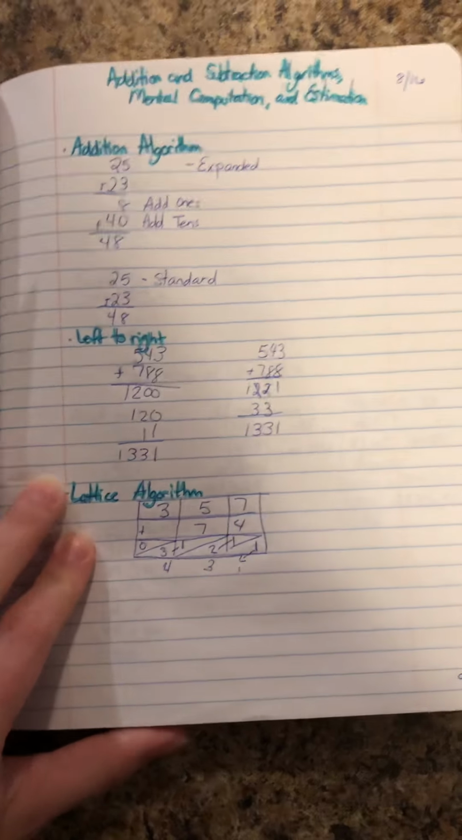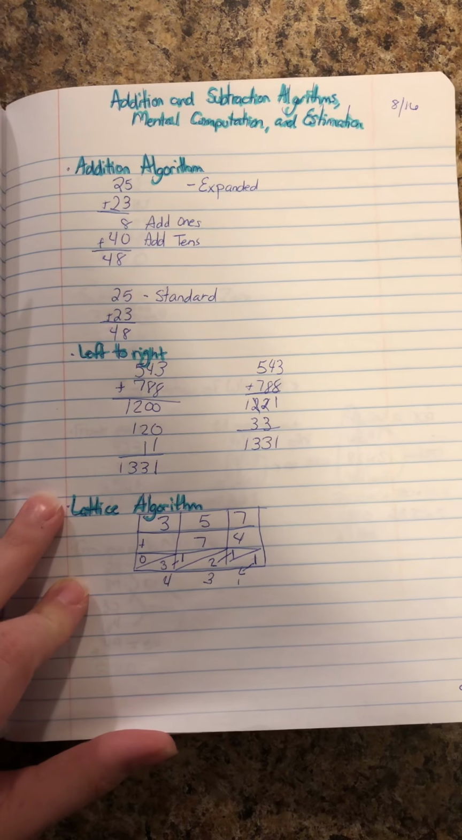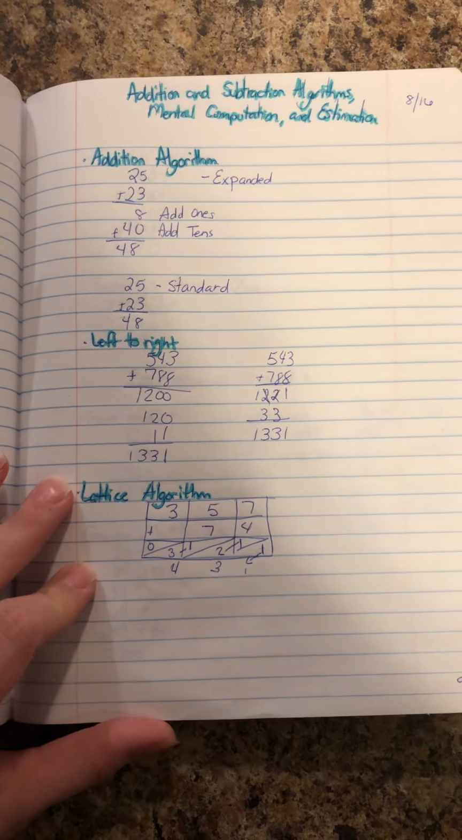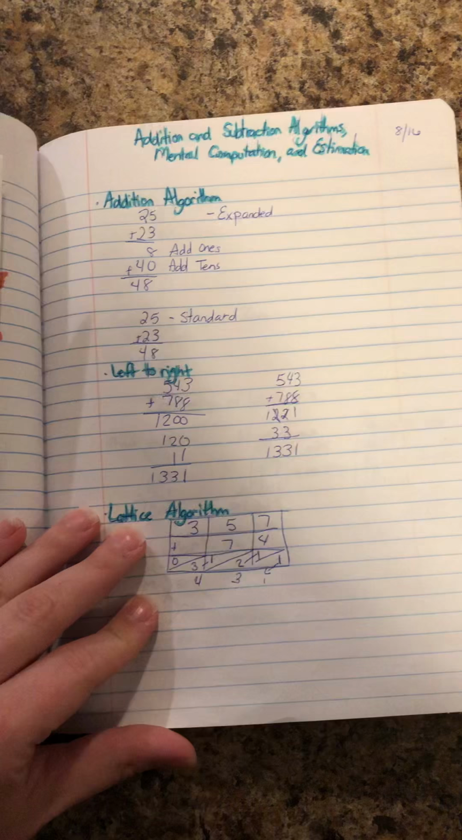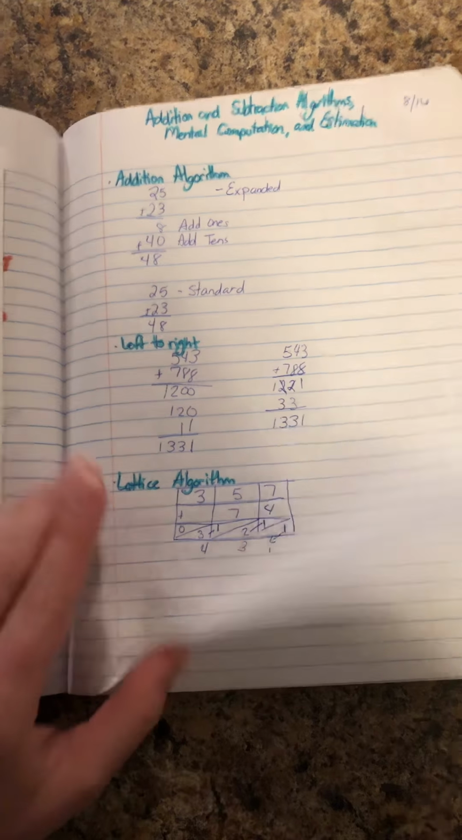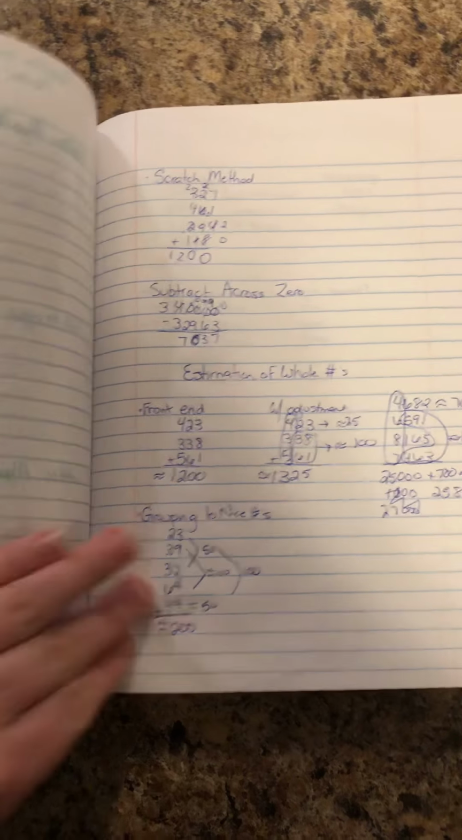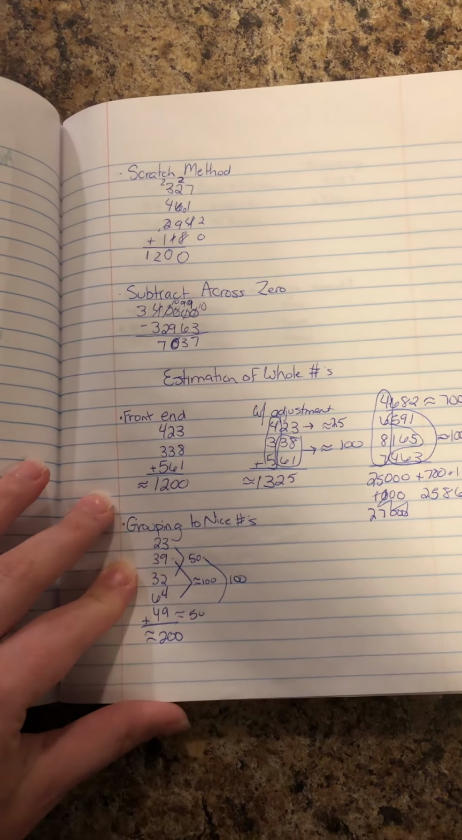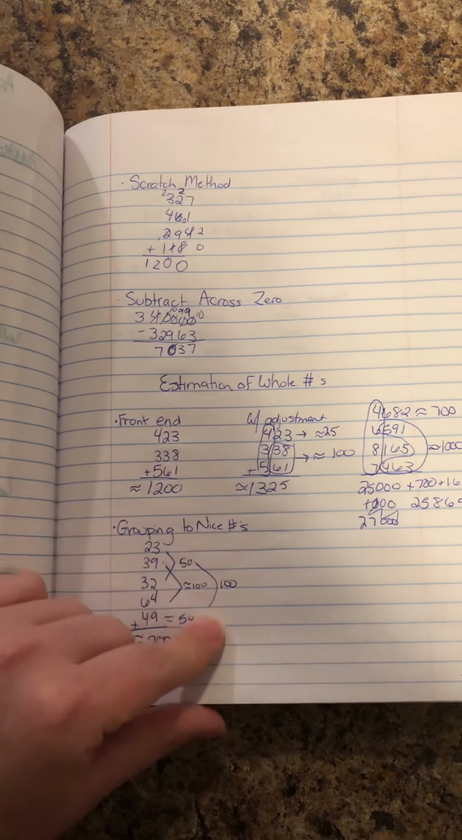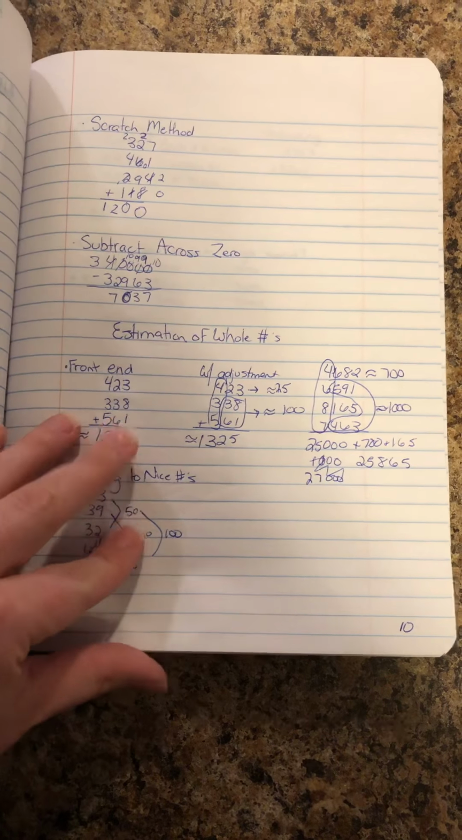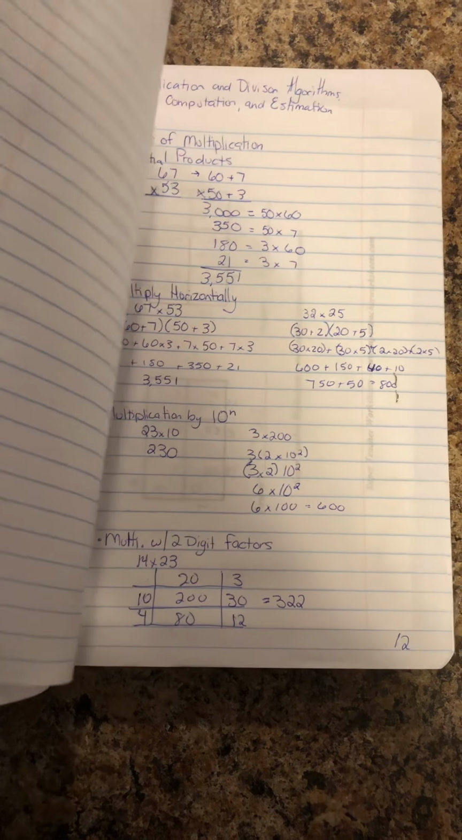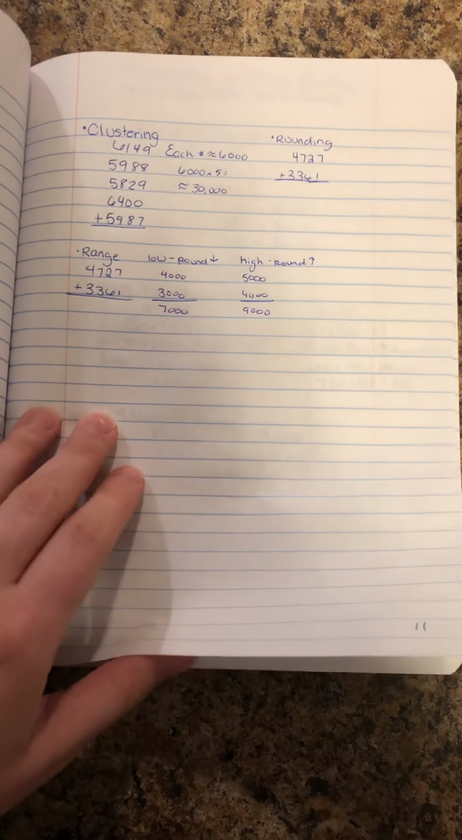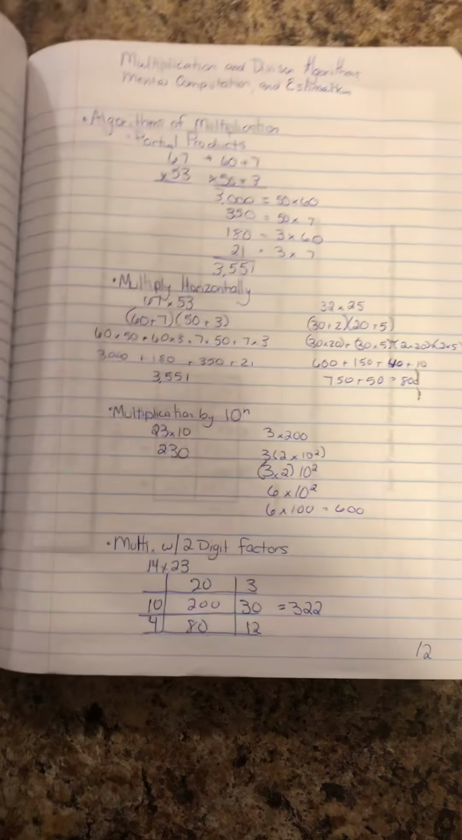Next we have addition and subtraction algorithms, mental computation, and estimation. And starting on this page, we have the subtract across 0 handout. And then on over here, we have the addition algorithm, left to right, lattice algorithm, and the rest of the methods. And then we have the estimation of whole numbers, and some more with the clustering and the range.